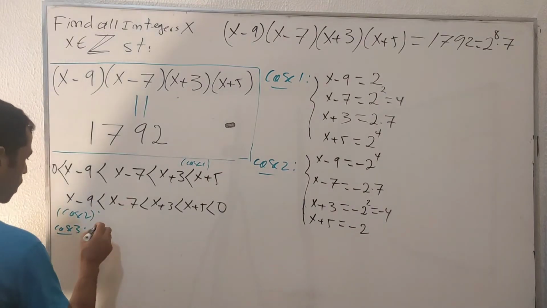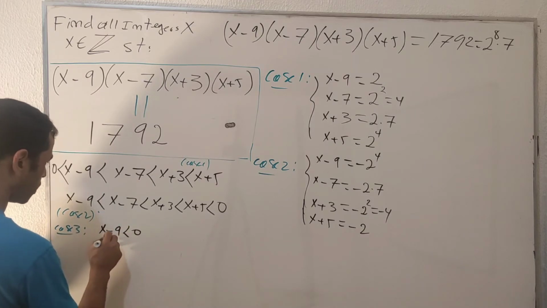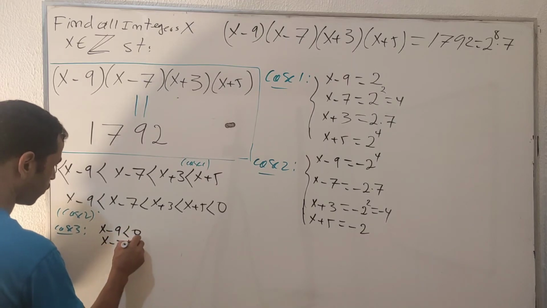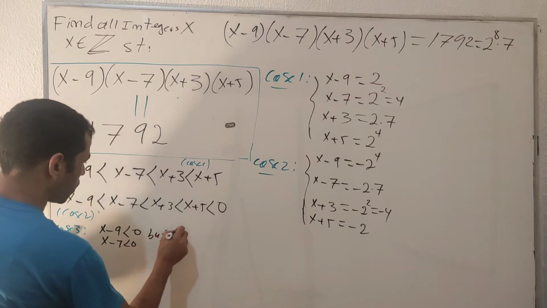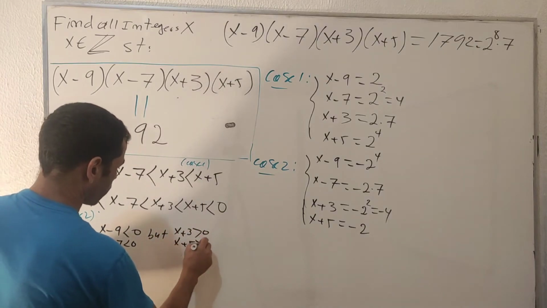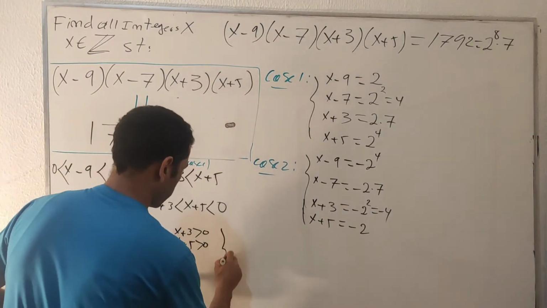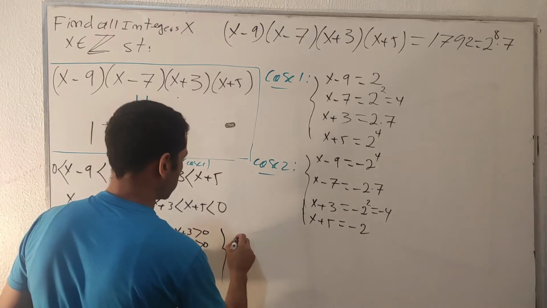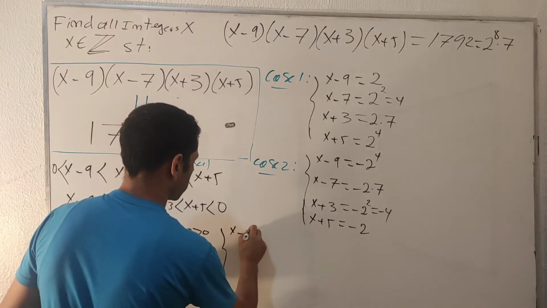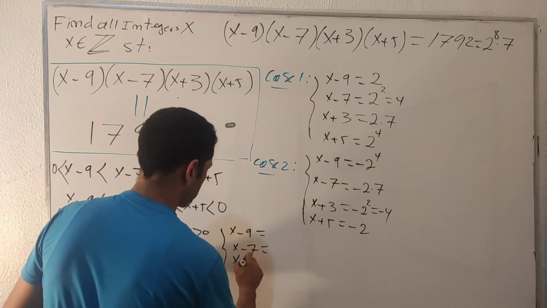Case number 3, I will have x minus 9 negative and x minus 7 negative, but I will have x plus 3 positive and x plus 5 positive. Okay, so I will have the following equation system: x minus 9, x minus 7, x plus 3, x plus 5.